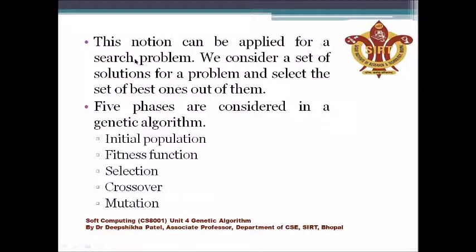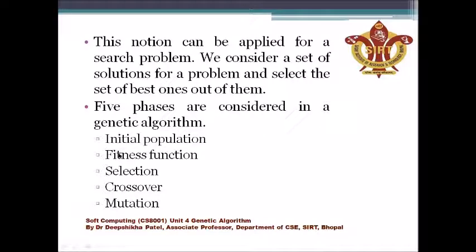The notion can be applied to a search problem. We consider a set of solutions for a problem and select the best ones out of them. So in a genetic algorithm, a set of solutions is given, that is our problem space, and among those solutions we have to find the best solution by applying the genetic algorithm procedure. There are 5 phases which are considered in a genetic algorithm.